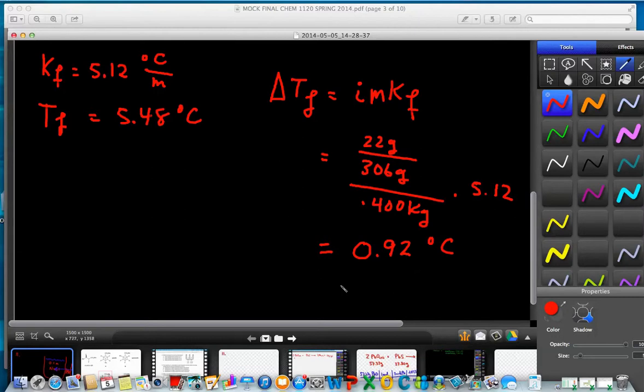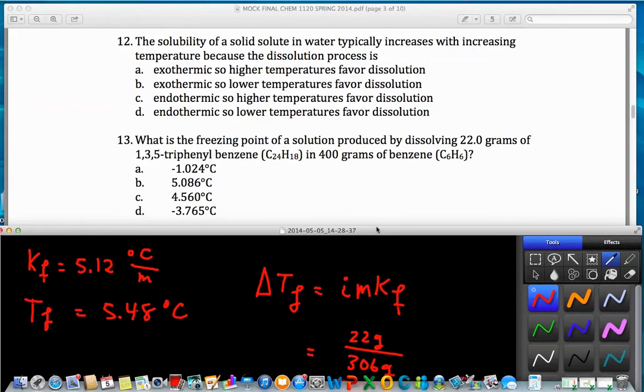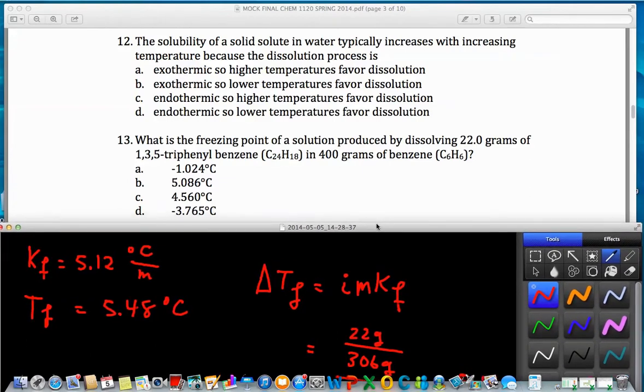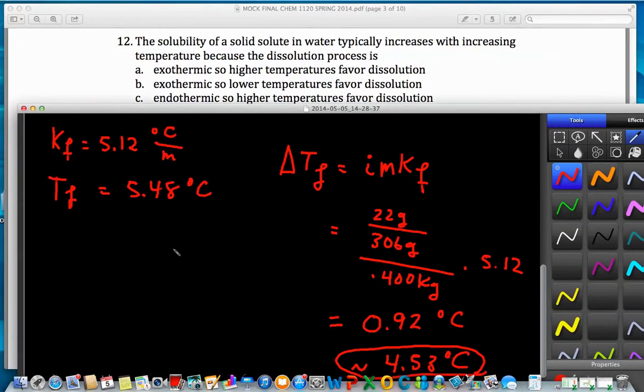And we will get an answer of 4.53 degrees Celsius. So for number 13, the credited response, the best answer is going to be C. I did round off a little bit. I got 4.53 even after I rounded off. So the best answer is going to be C. 13, the credited response is C.